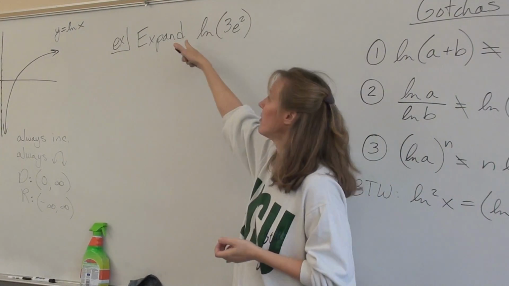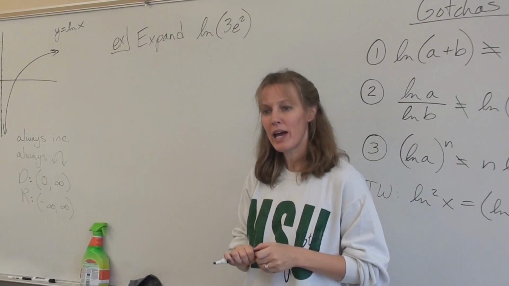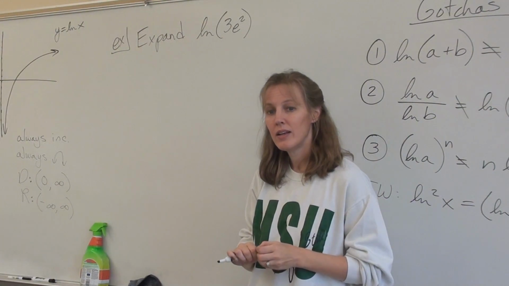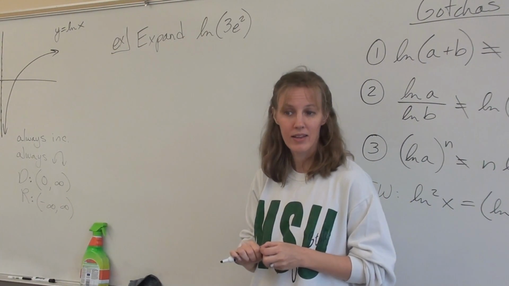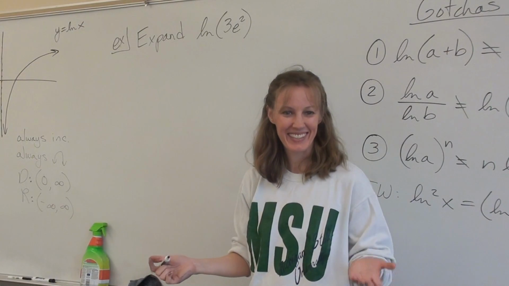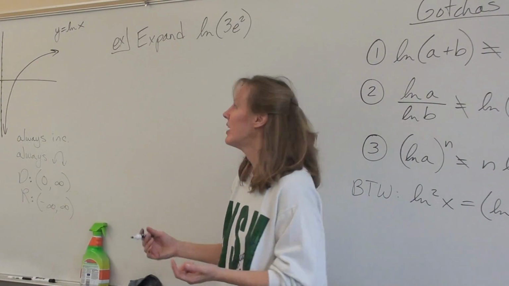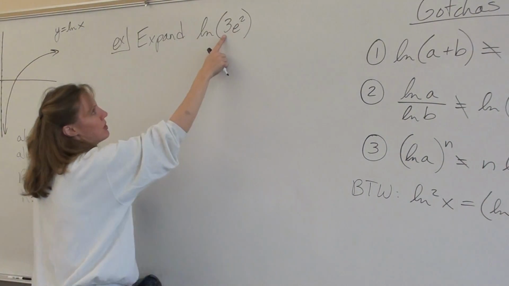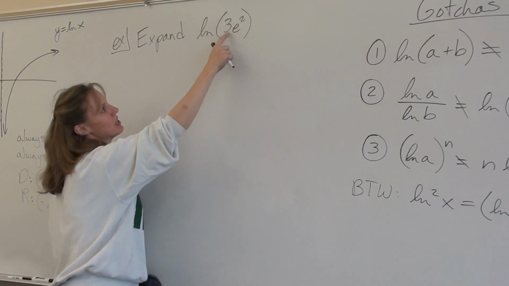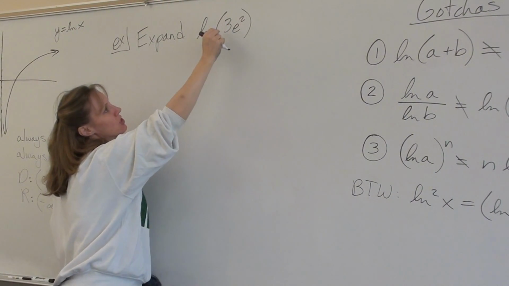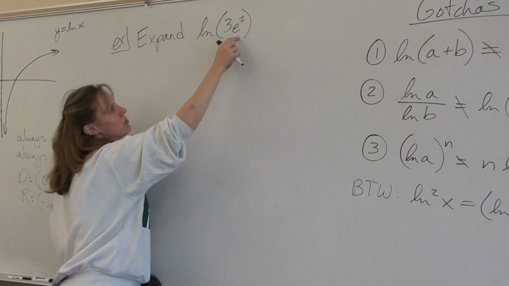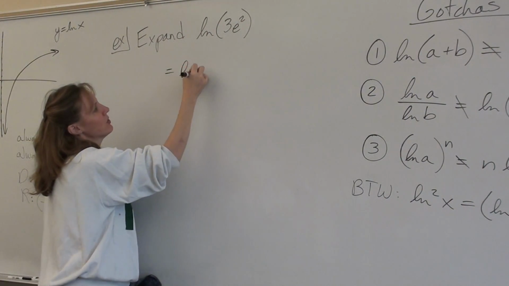So can I put the 2 out front? No. Why not? Yeah, you can. No, you gotta split it up first, right? It's not the whole argument. Very good. Okay, this 2 does not apply to the 3, so you can't put it in front of the whole thing because it's not 3 squared e squared, it's just 3 e squared. So the 2 is just with the e. So you have to split it up first.